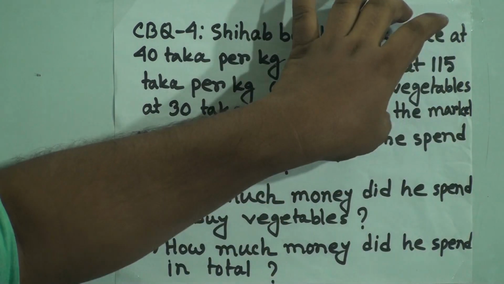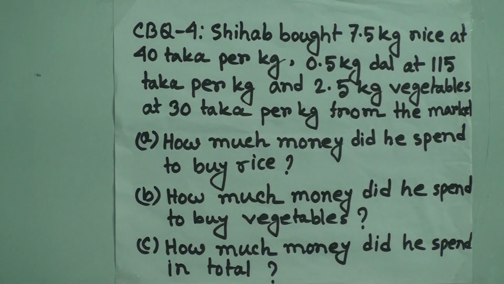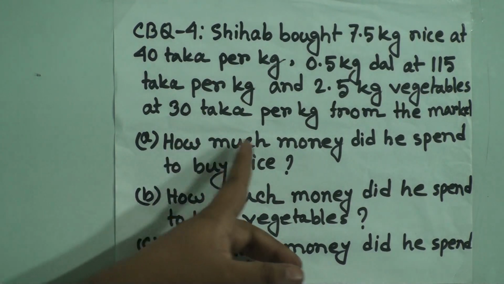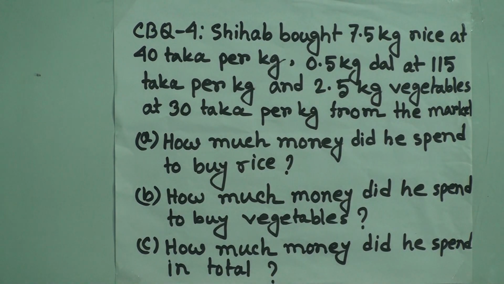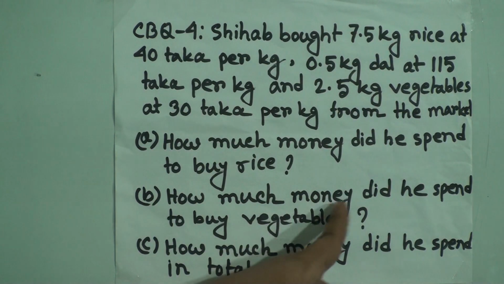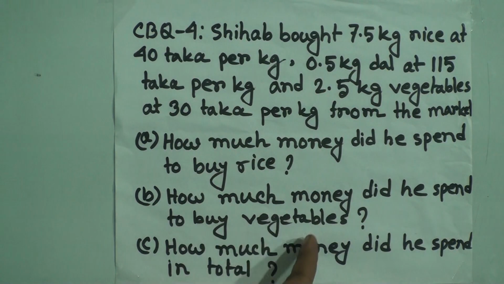Okay, this is the stem. By using the stem we shall solve question number A, B and C. The question A is how much money did he spend to buy rice? Question number B is how much money did he spend to buy vegetables? Question number C, how much money did he spend in total? So my dear students, this is the question. At first we make a plan how to solve this math.